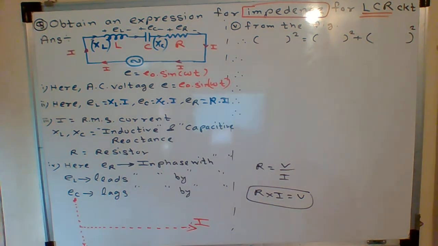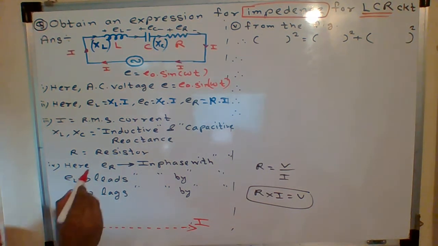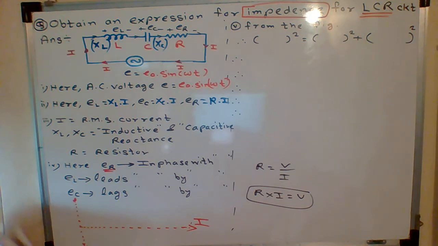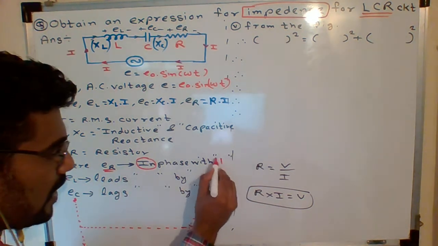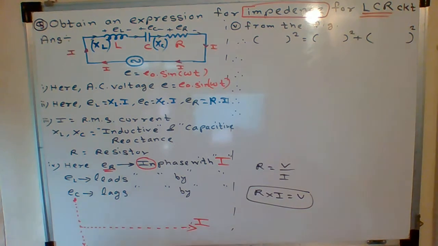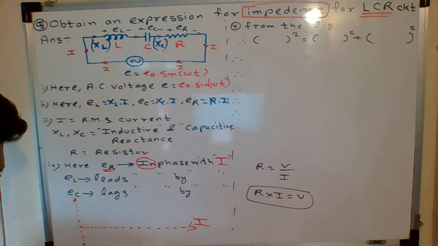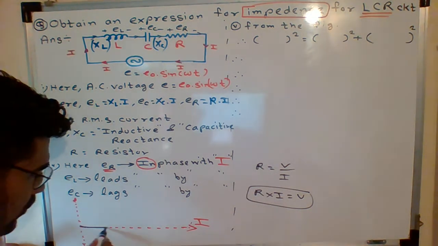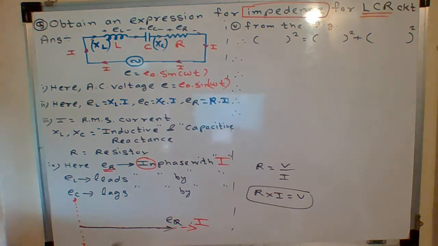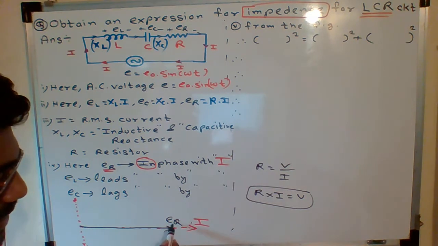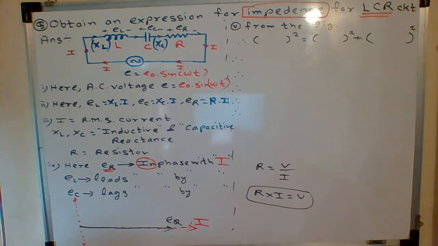So students, as I told you in the last lecture, ER means pure resistor. In a pure resistor, the voltage is always in phase with the current I. Remember that I told you. That's why you can see here in the diagram, ER in phase. Phase means it overlaps. ER and I overlap in phase.